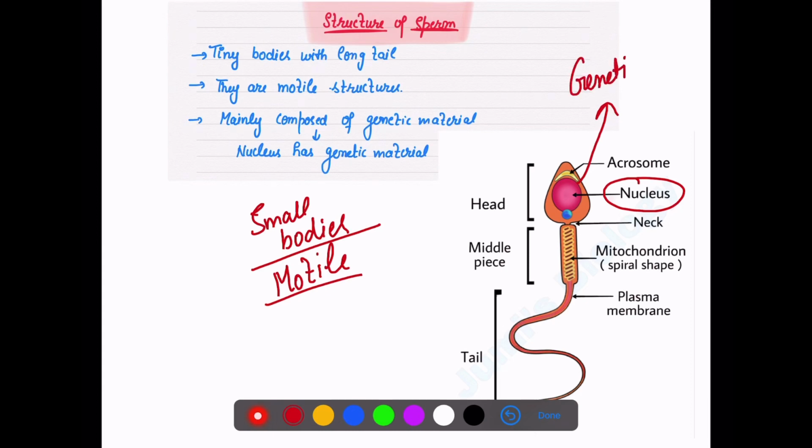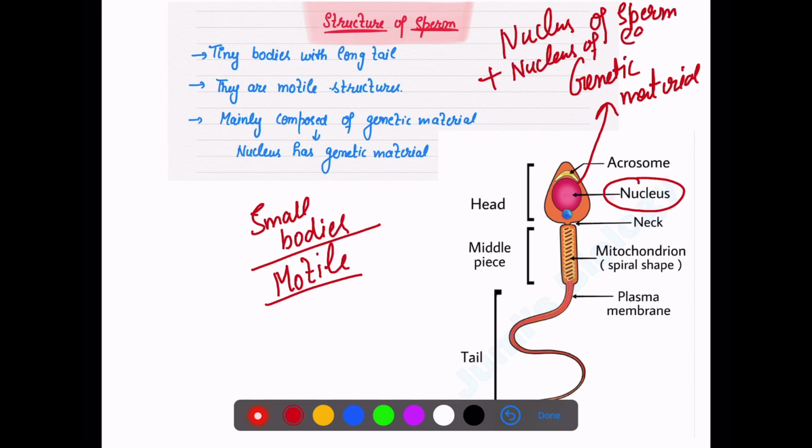And this nucleus of sperm, what is fused? The sperm does not fuse, the nucleus fuses. The nucleus of sperm fuses with the nucleus of egg, and then there is the formation of zygote.